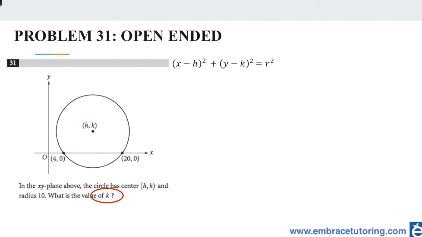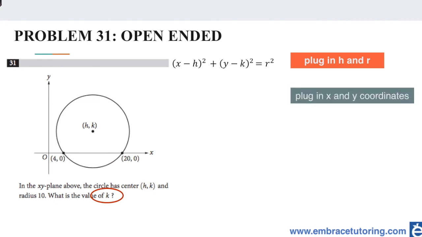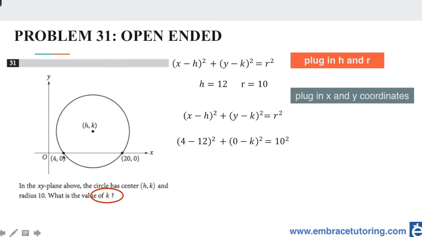Understanding that we now have h as well as r, and we're attempting to solve for k, let's plug everything into our equation. Let's plug in h and r, and then plug in our x and y coordinates. So h is 12, r equals 10, (x minus h) squared plus (y minus k) squared equals r squared. I can either plug in (4, 0) or (20, 0). I'm going to keep it simple and plug in (4, 0), so x becomes 4 and y becomes 0. So I get (4 minus 12) squared plus (0 minus k) squared equals 10 squared.